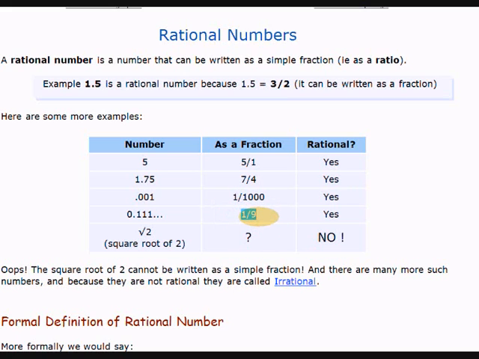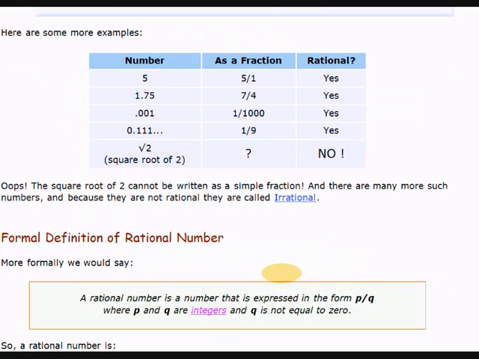Let us take one more complicated one: square root of 2. Can it be represented as any fraction? No way. You cannot represent square root of 2 as some fraction like this. Hence, square root of 2 is not a rational number. Very clear, okay? Remember, it cannot be written as a simple fraction. And there are many more such numbers. They are not rational. Such numbers are called irrational numbers. We will come to that later.